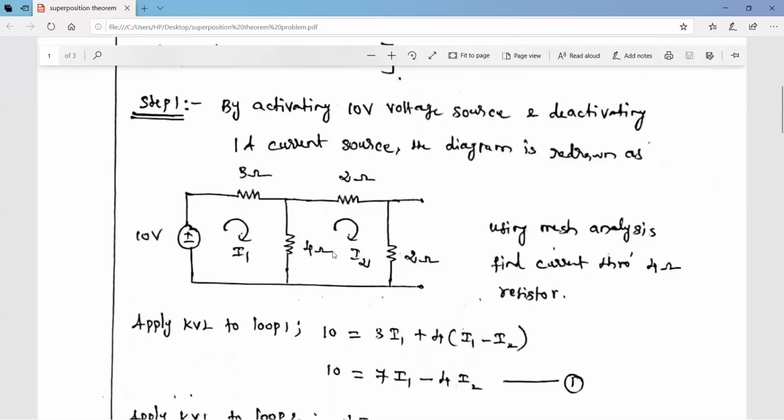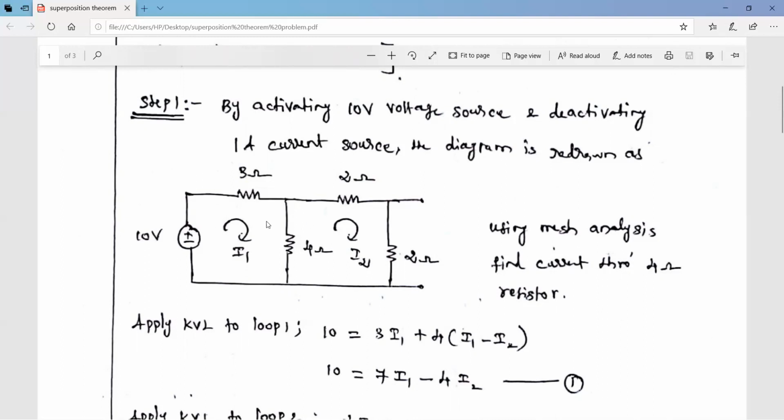Now we have to find the current flowing through the 4 ohm resistor. Using either mesh analysis or nodal analysis, we may solve this problem. Here I am going to use mesh analysis. In this case, how many meshes are there? There are 2 meshes, mesh 1 and mesh 2. Consider the current in mesh 1 as I1 and the current in mesh 2 as I2. However, we have to apply KVL equation for each loop.